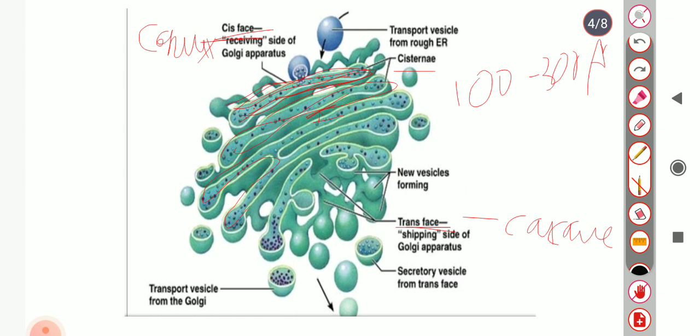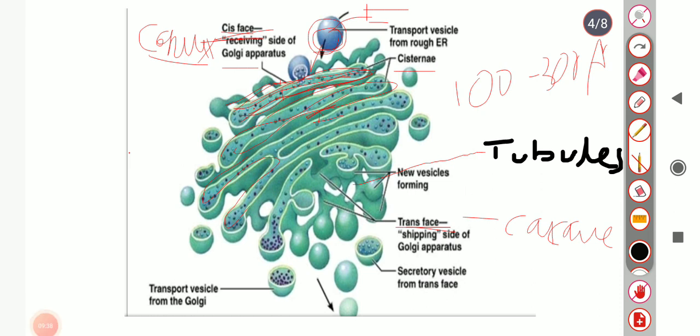The forming face or convex face has about 4 nanometer of thickness. And the forming face or convex face receives vesicles from endoplasmic reticulum. You can see that the vesicles come from endoplasmic reticulum. These are the vesicles, blue color structure, and they come from endoplasmic reticulum, and are received by the convex face or cis face of the cisterna.